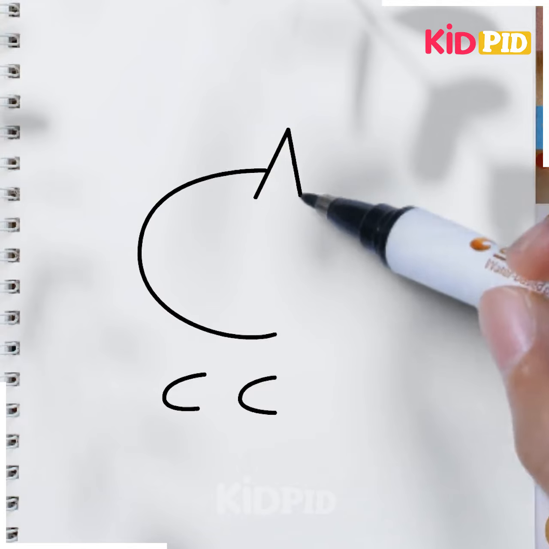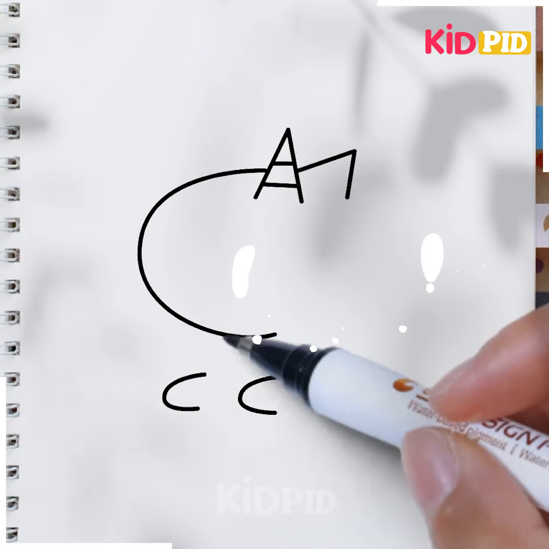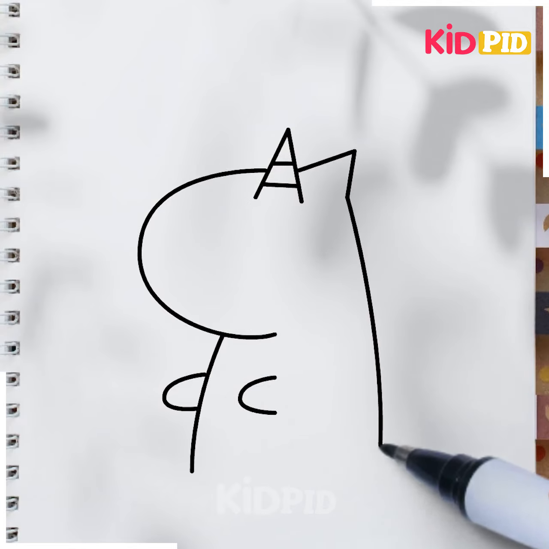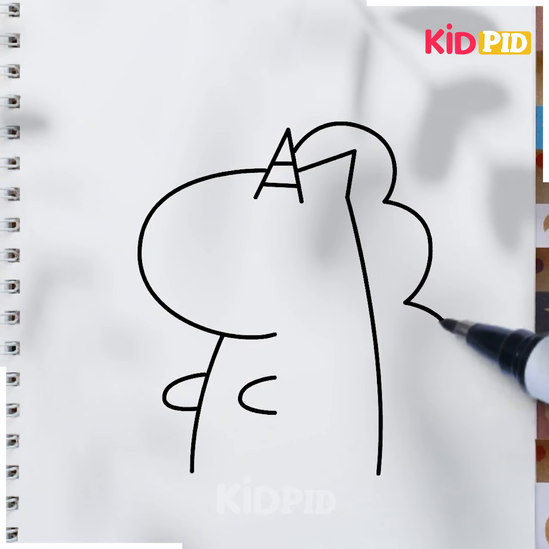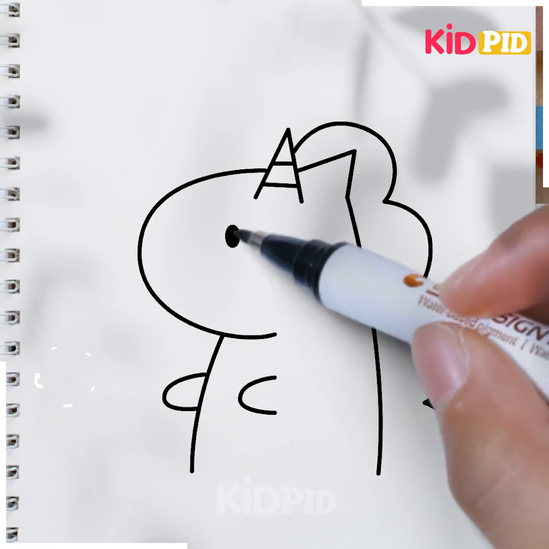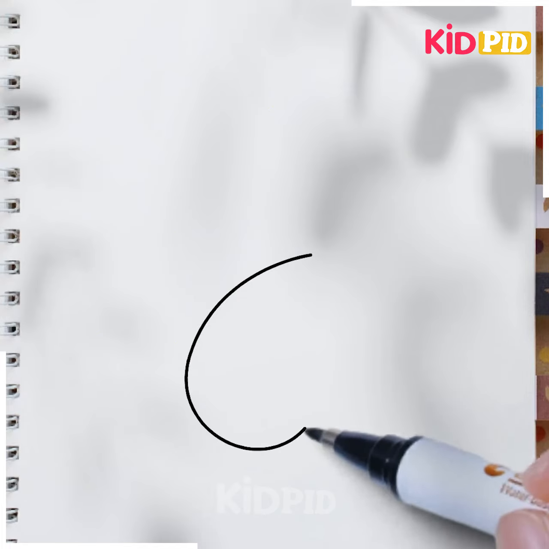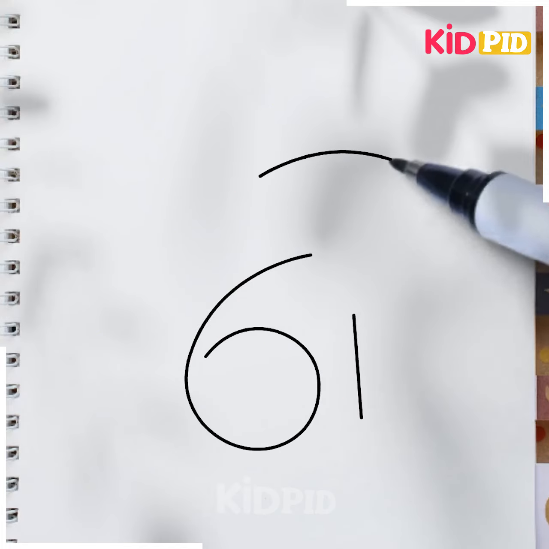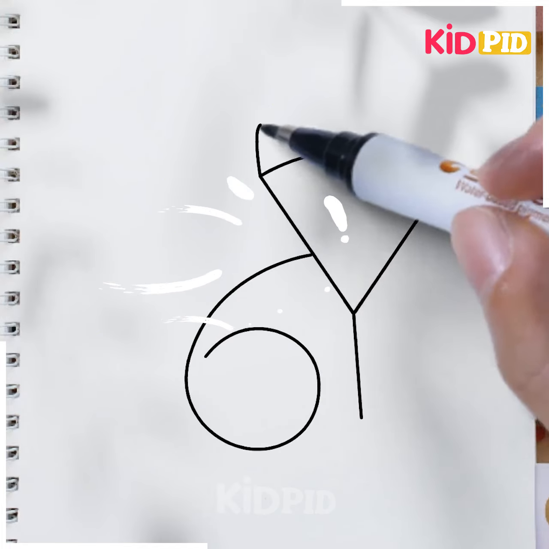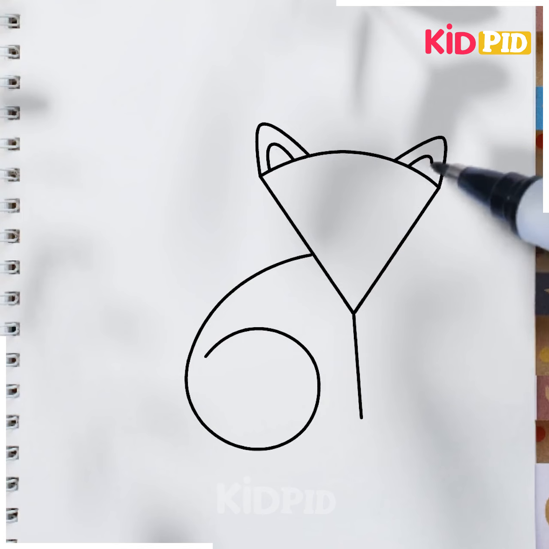You just have to make the curves that are somewhat similar to the C alphabet, and after that you just have to make the rest of the portion. This is going to represent a cute little tiny unicorn. So just try to make this one. We will now move further with another activity. You just have to trace down the number 6 and the 1, and after that you just have to build it and try to make it into a cute little fox.